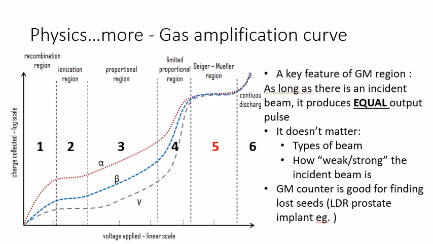And notably, the flat signal in the GM region means a GM counter cannot distinguish what type of incoming beam it is. For example, in here, all three kinds of beam, alpha, beta, gamma, behave differently from region number 1 to number 4, but they converge to a flat signal in the GM region. And as long as any of them comes in, they produce the same signal in the GM region.